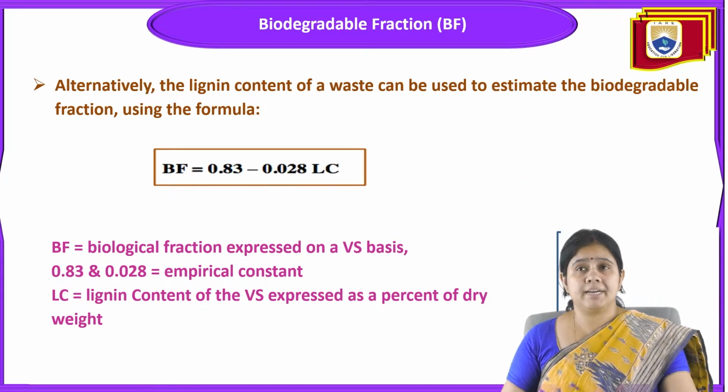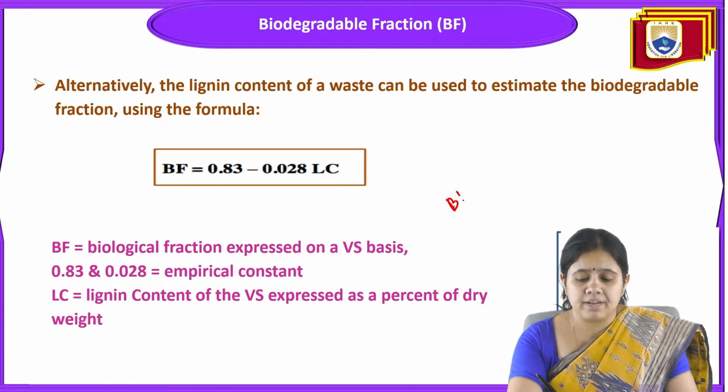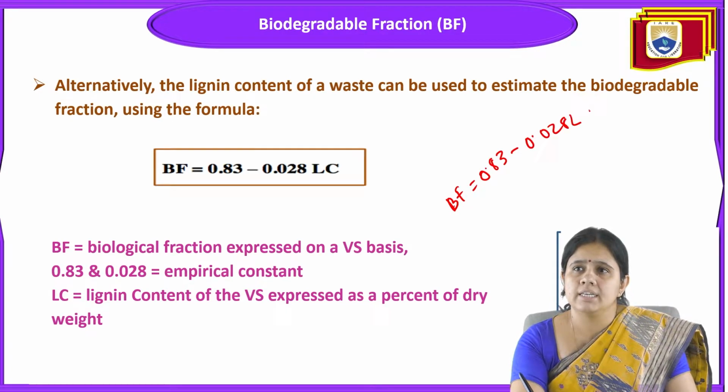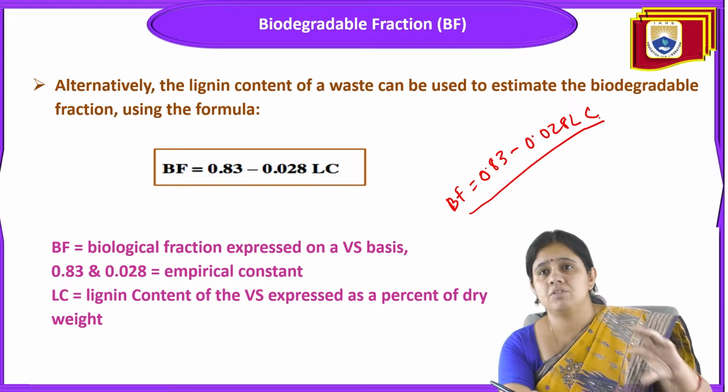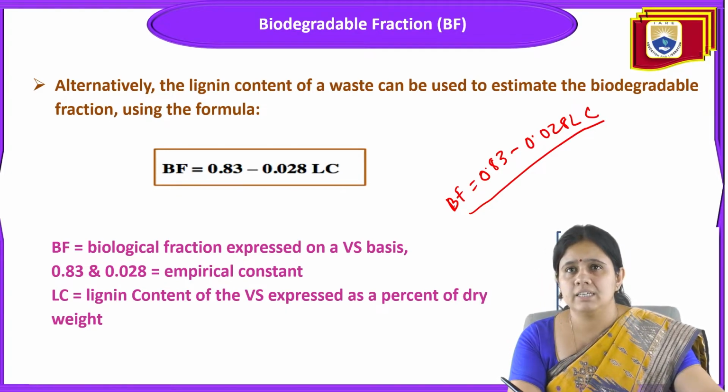Now comes the biodegradable fraction. We are studying that the biodegradable fraction is equal to 0.83 minus 0.028 times the lignin content. So if you know the lignin content of the waste, you can determine its biodegradable fraction. Alternatively, the lignin content can be used to estimate the biodegradable fraction by this formula. As volatile solid is not responsible for the biodegradable fraction, the lignin content is.